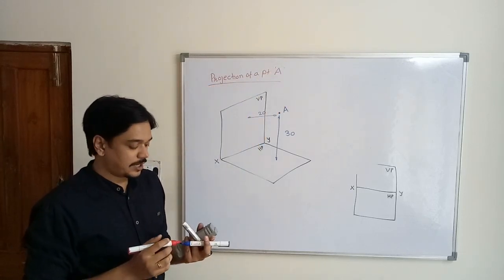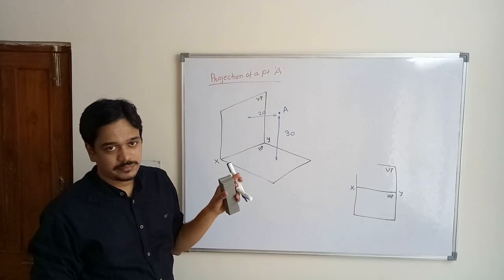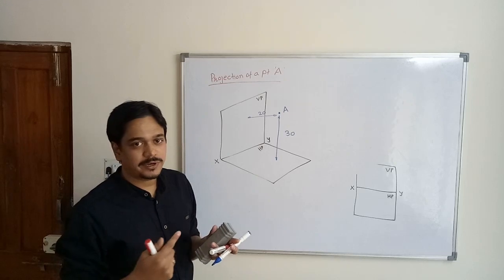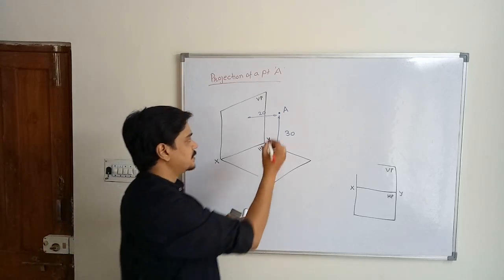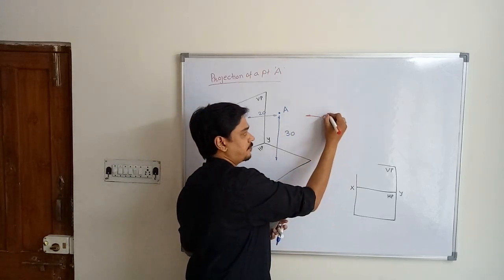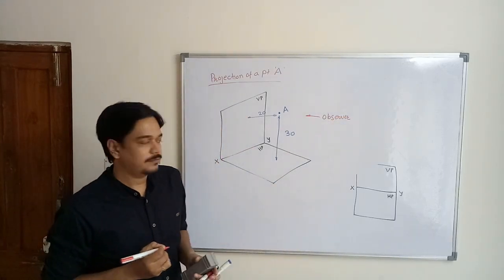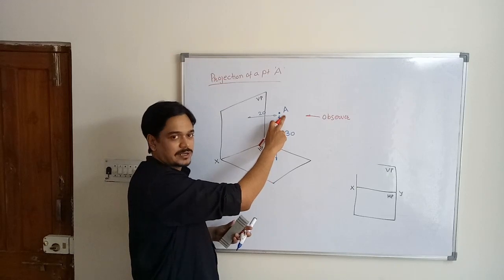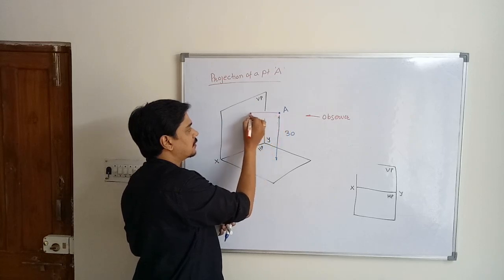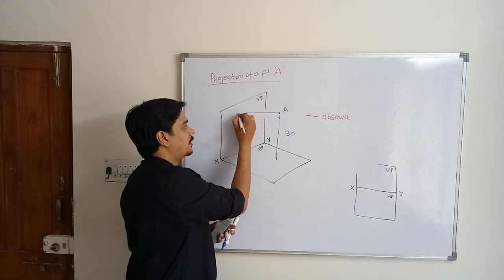As I have already told you, the projection of a point A means you have to draw the shadow or image of point A, or the front view and top view of point A. If you observe this point from this direction, here is the observer, from the front direction, it will again be seen as a point. This point will be called A dash.